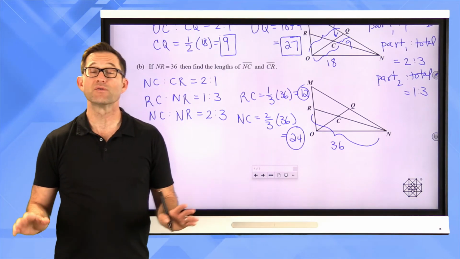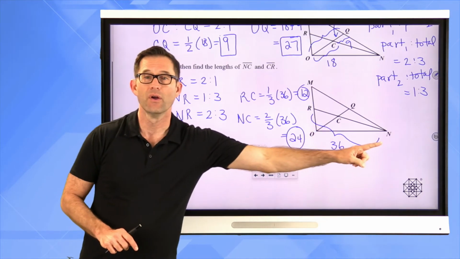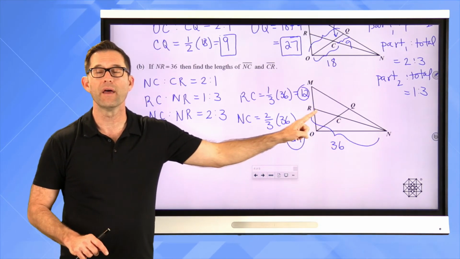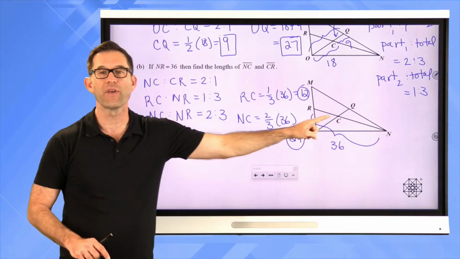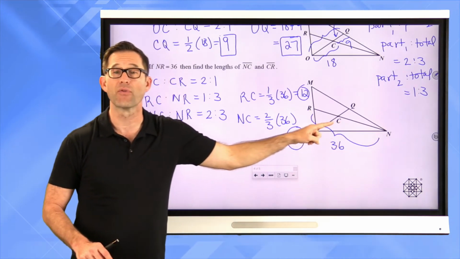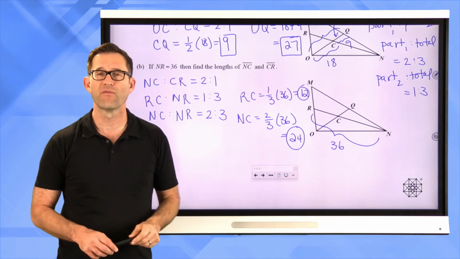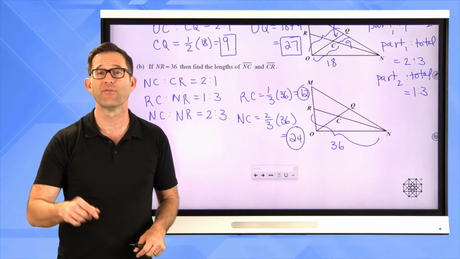Okay? So it's really, again, important to understand this. When I've got this 2 to 1 ratio, right, 2 to 1, then I can really think about this whole thing as being 3, and this being 1 to 3, and 2 to 3. And then that just allows me to use fractions and products to find those lengths if I have the totals already.